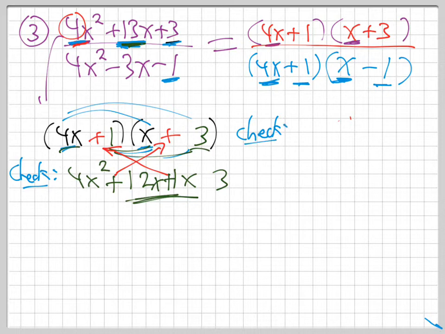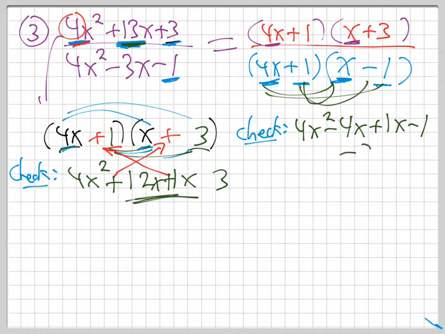Unless you can see it already, because you've done this so many times. So the first to both, 4x squared minus 4x. This time we've already got the signs in there. And then the 1 to both, plus 1x minus 1. So that's minus 3x in the middle, isn't it? Is that correct? Yeah. That's it. That's perfect. That matches.